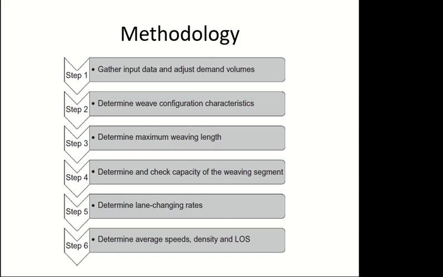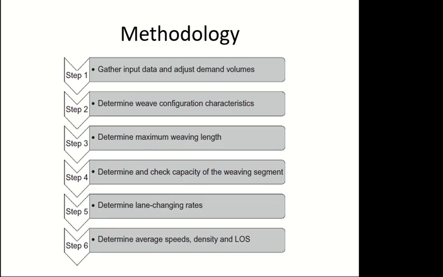The methodology follows 6 steps. The first step is the input data, which should contain volume as well as some of the other characteristics. Then we need the geometric characteristics of the segment: number of lanes, lane width, the distance, and so on. Then we have to find out the minimum weaving length.